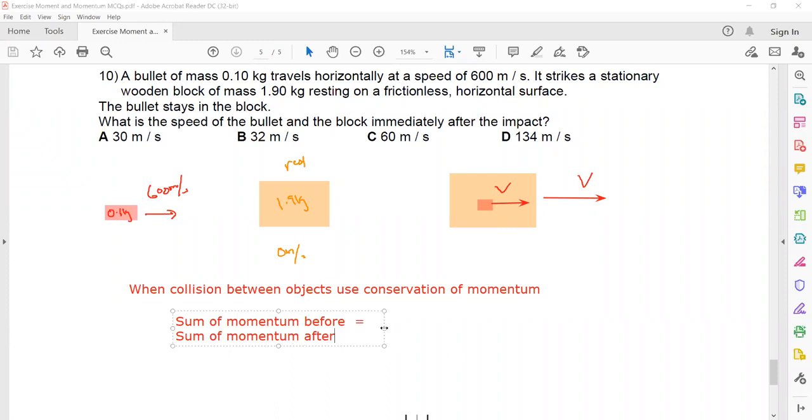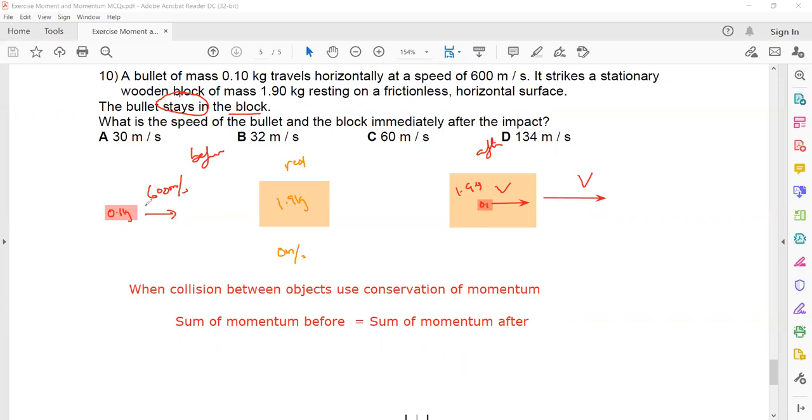So when we take the total momentum before collision, so this is before they collide, and this one is after collision. So mass does not change. This is 0.1, this is 1.9, but their speed, because they stick together, as they mention here, the bullets stay in a block. So if the bullets stay in a block, it means the block and the bullet are moving with the same speed. So momentum before collision.